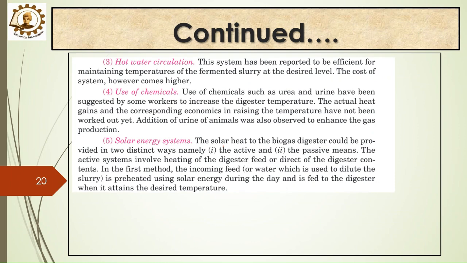The solar heat to the biogas digester could be provided in two distinct ways, active and passive. The active system involves heating the digesters directly, and the second system is preheating the digester by using stored solar energy. All these measures are needed because if a definite temperature is not maintained, the proper digestion process cannot occur and the anaerobes cannot flourish within the biomass digester slurry.